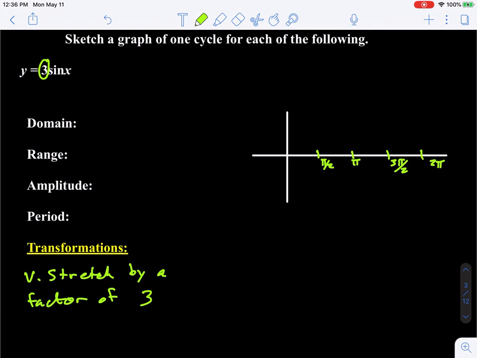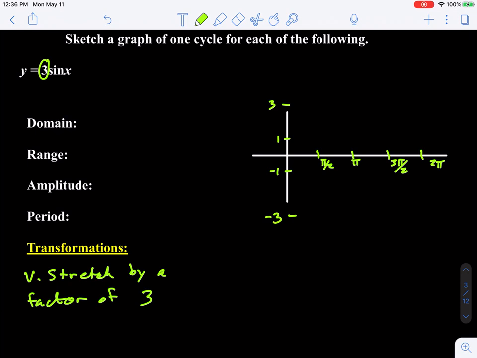Now, remember that our original graph, y equals sine of x, went between -1 and +1. Well, this is a vertical stretch, which means instead of going between -1 and +1, we're going to be multiplying those values by 3. So our graph is actually going to go between 3 and -3. And so that's what our graph will fall between.